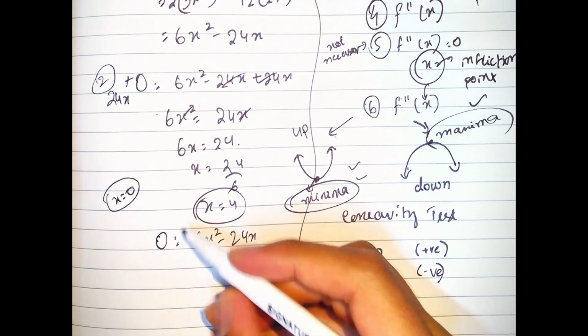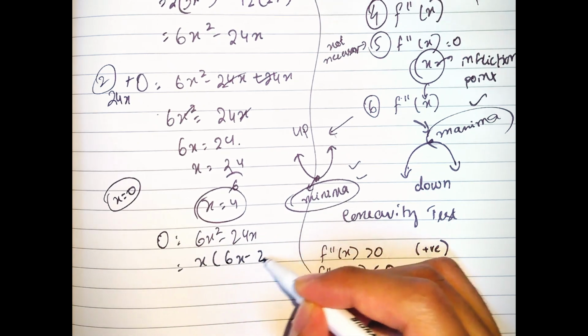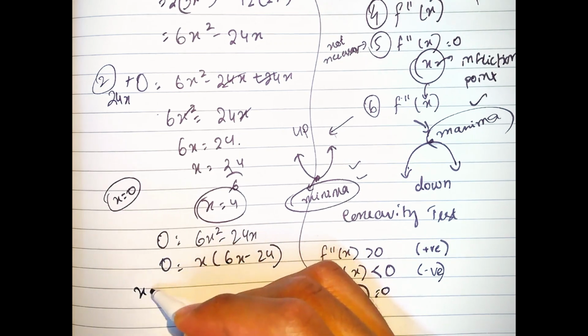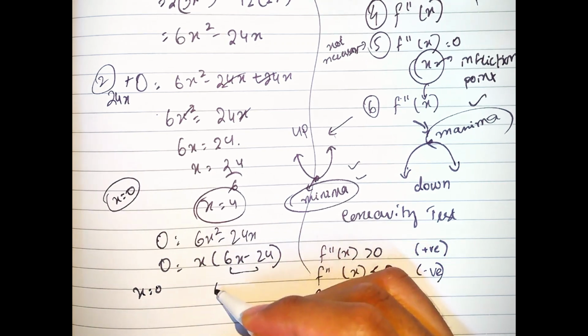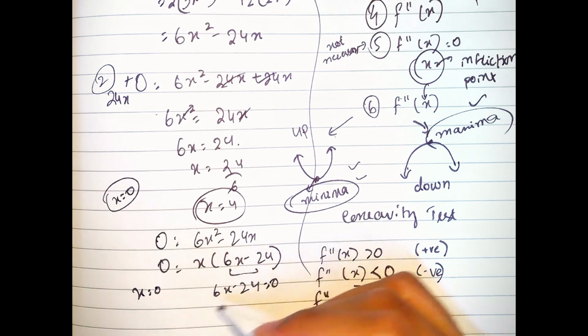x is actually common, right? So x can be taken out as common. We will have 6x minus 24. Now, the value of x will be 0 and the value of this thing, 6x minus 24, will be equal to 0. So we see we have two values of x.